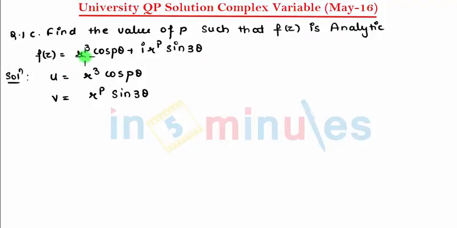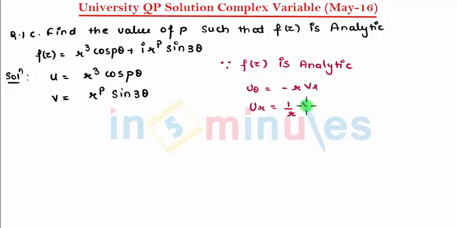So I can say u is nothing but r cube cos p theta and v is nothing but r raised to p sin 3 theta. What I can say is, since f of z is analytic, therefore u theta is equal to minus r vr and ur is equal to 1 by r v theta. So you can take any one condition.